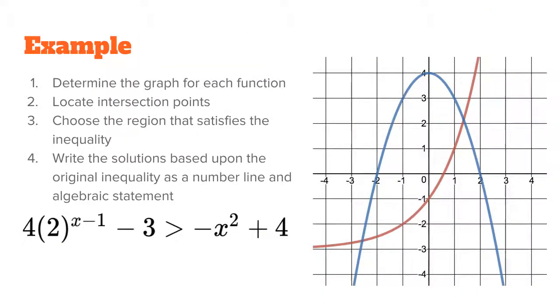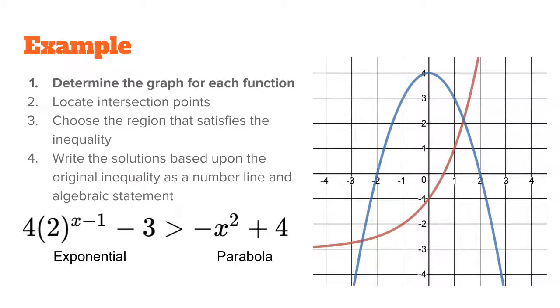Now we're given an actual example for these two graphs. And so we have 4 times 2 to the x minus 1 minus 3, which is greater than negative x squared plus 4. So that's what we're trying to solve with this inequality. We have an exponential and equal to a parabola. And so that is going to make it a little bit hard for us to solve it algebraically. So that's why we're going to go towards the graph.